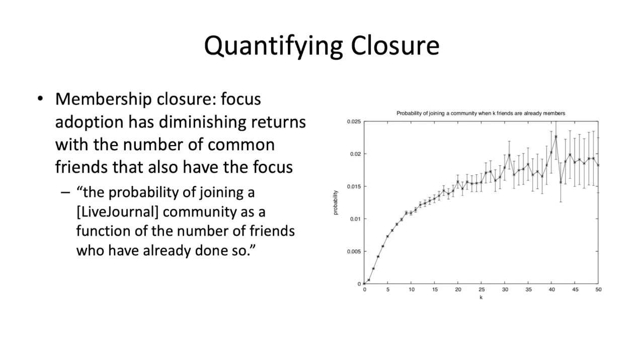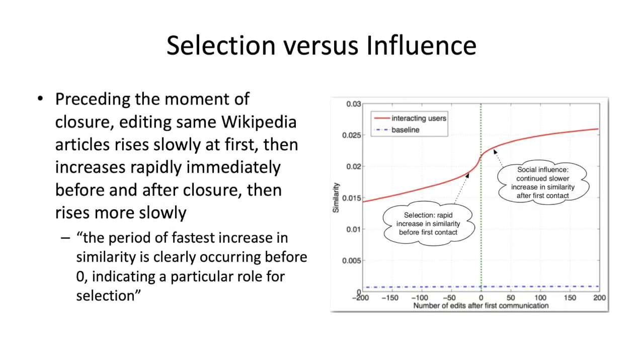So again, with the number of friends that are in this community, what is the probability that you're going to join? Even if there's 50 friends, it starts out kind of linearly, and then you get diminishing returns. So this is just some of the research. It kind of went on and on.